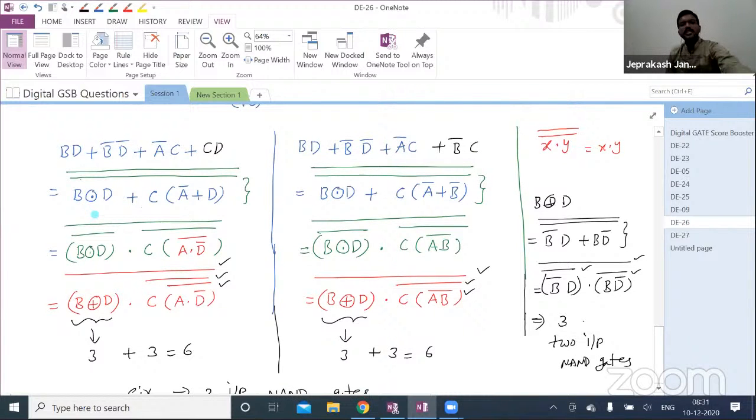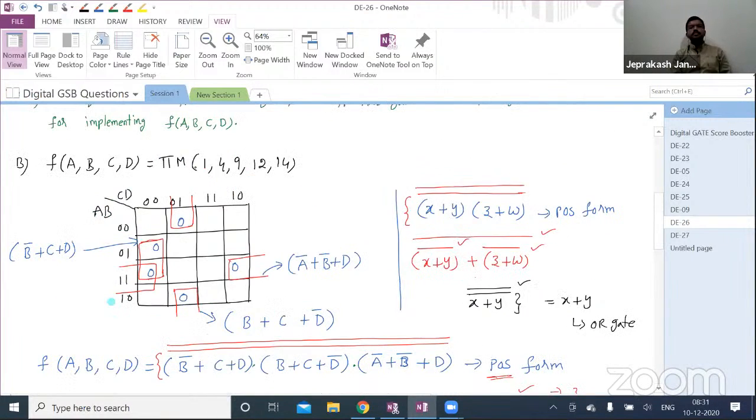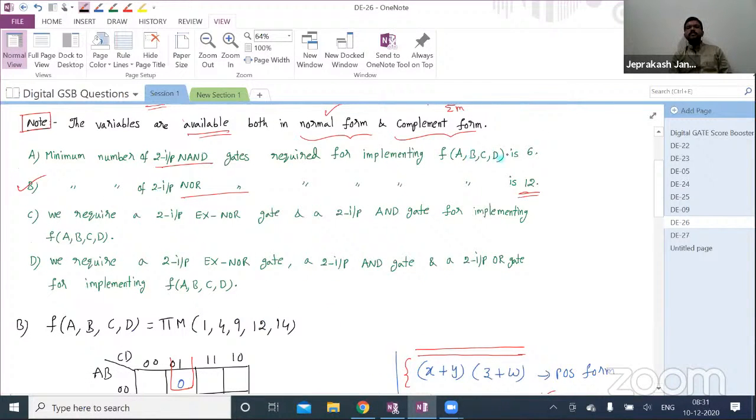So that means option A is correct, right? Option A, just observe, minimum number of 2 input NAND gates required for implementing f of ABCD is 6. That is correct. So regarding NAND gates, we require 6. Regarding NOR gates, we require 12.